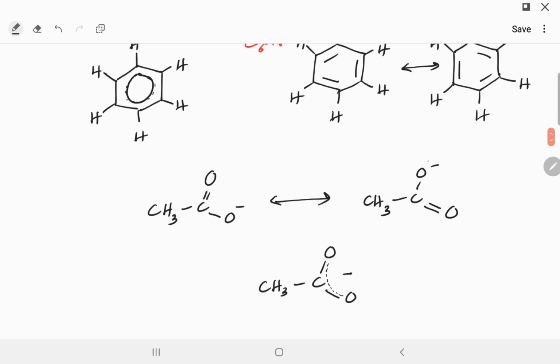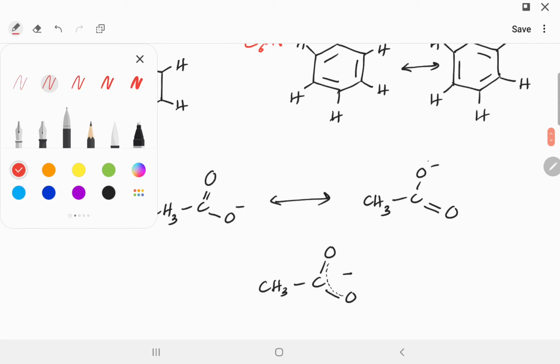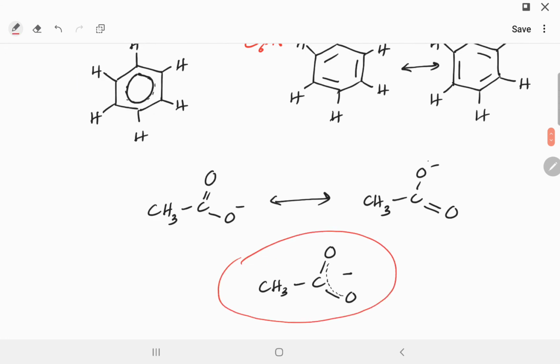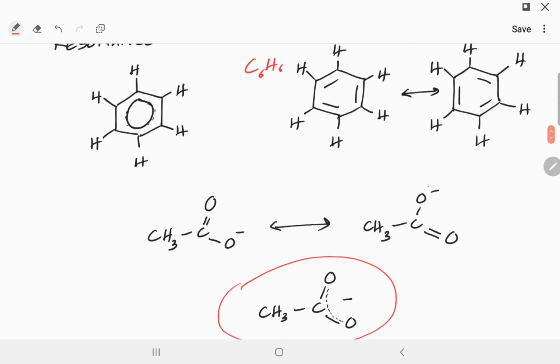So this is one way to represent, actually you can say it is a better way to represent the overall structure. This right here is your resonance hybrid. It basically averages all the resonance structures you have. By the way, I also have to mention this important thing. Whenever you are drawing resonance structures, you separate resonance structures using a double headed arrow.